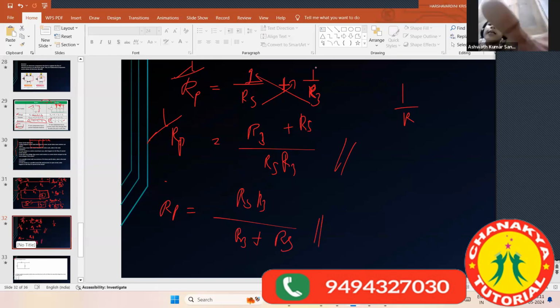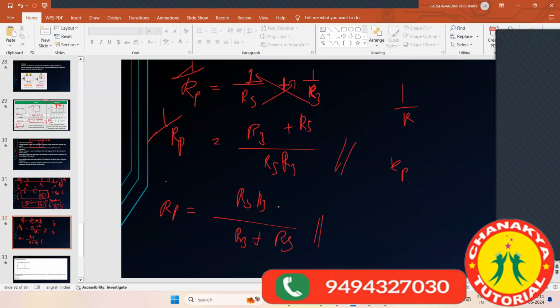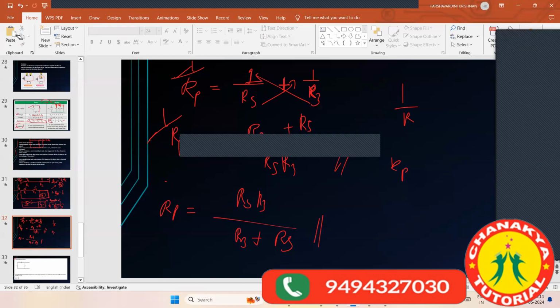Ma'am, how did you get R3 plus RS by RS into R3? Because of cross multiplication, Ashwant. Because we are cross multiplying here. Or I'll tell you the LCM method, if you don't know cross multiplication. So for example, 1 by R3 is here, so I need R3 here. Basically, we multiply with whatever is not there. Here R3 is not there, so multiply with R3 in both numerator and denominator. You all know this is the same, right?